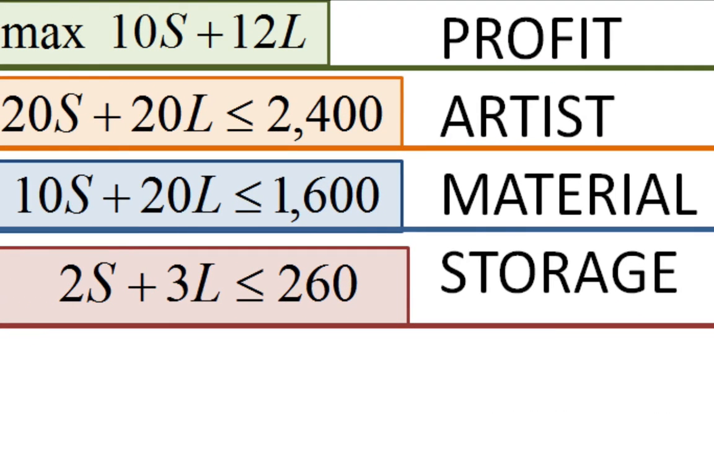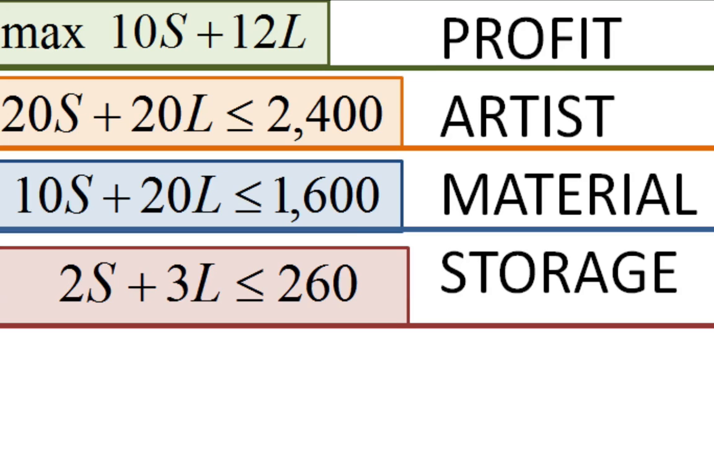Recall that this problem concerned an artist who was manufacturing small and large vases. The artist wanted to maximize profit, subject to time constraints, to material constraints, and to storage constraints. As a consequence, we had the following linear program.